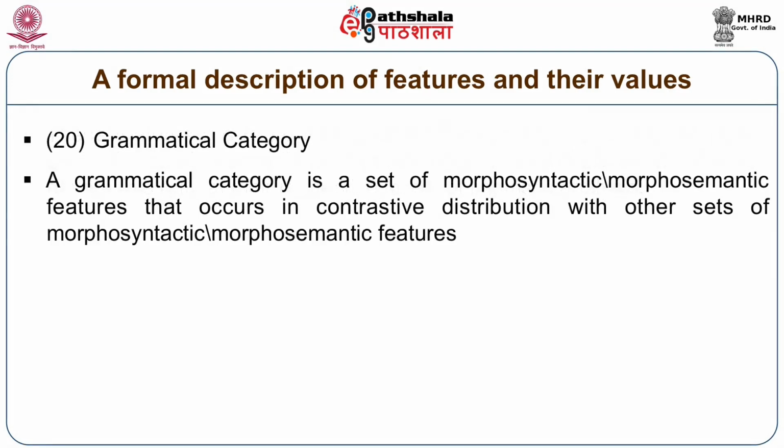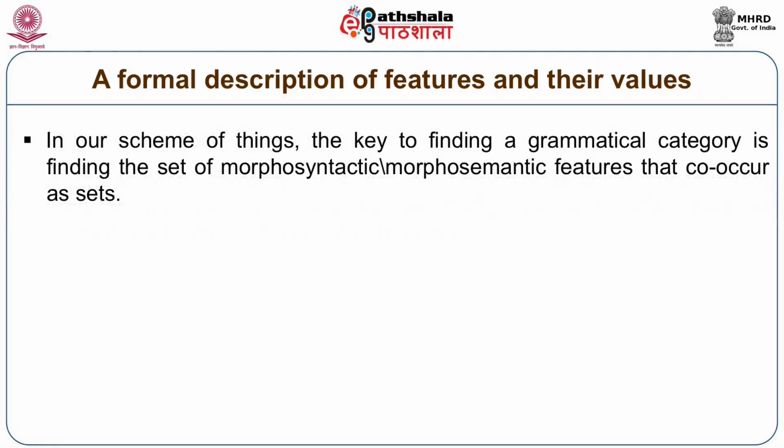With this definition of features in mind, we can now redefine what a grammatical category is. We can say that a grammatical category is a set of morphosyntactic or morphosemantic features that occurs in contrastive distribution with other such features. In our scheme of things then, the key to finding a grammatical category is to find the morphosyntactic or morphosemantic features that can co-occur as a set.